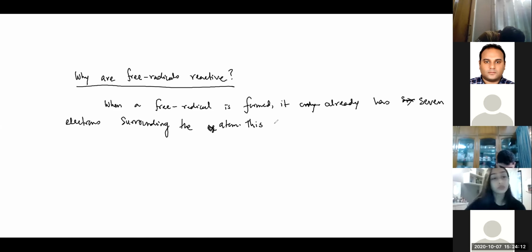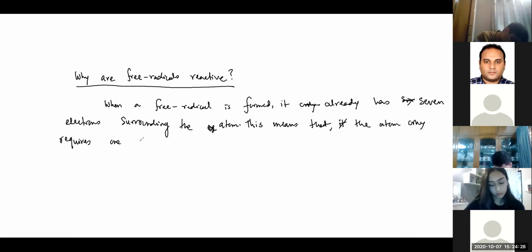This means that the atom only requires 1 electron to form a complete octet. Complete octet.